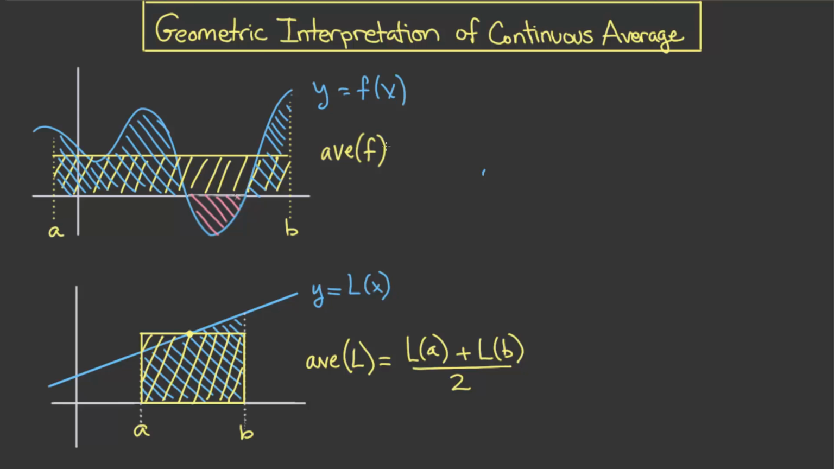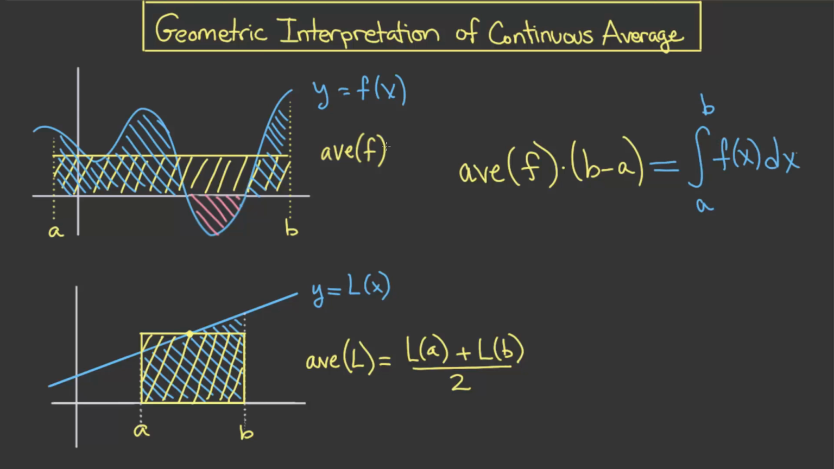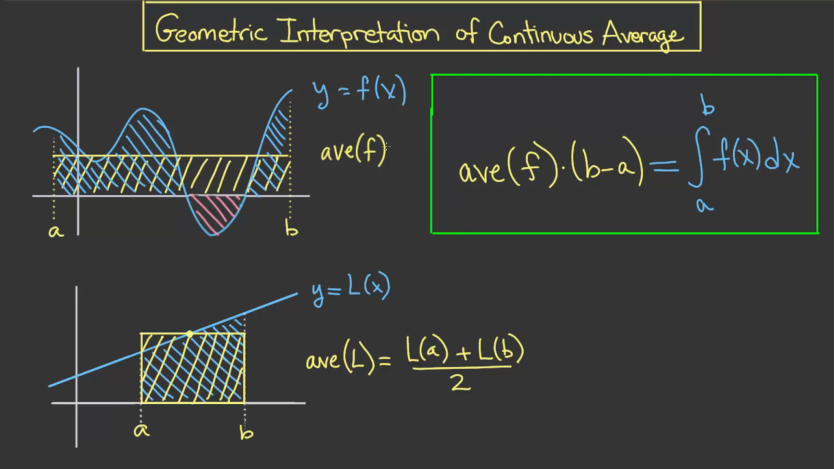In other words, the average value of f, which I'll write as av f, so av f times b minus a, this is the area of the rectangle, and this is equal to the integral from a to b of f of x, which is the signed area under the curve. I'm going to let you use this geometric definition to find a formula for the average value of f in terms of the definite integral, and then we'll explain how this continuous average really does connect to the discrete average in a limit.